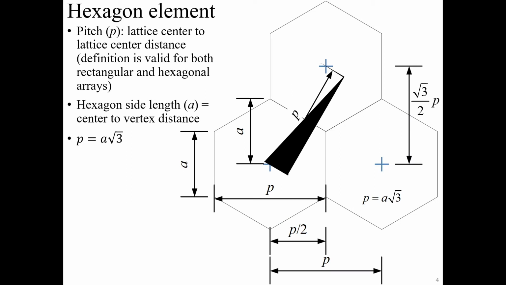This slide shows some important relationships among adjacent lattices. It is very important to know how to calculate the coordinate of each hexagon lattice. There are 2 variables used to describe the size of the hexagon lattice. One is the pitch P. The pitch P is defined as the center-to-center distance of 2 adjacent hexagon lattices. This is P, this is also P, and this is also P.